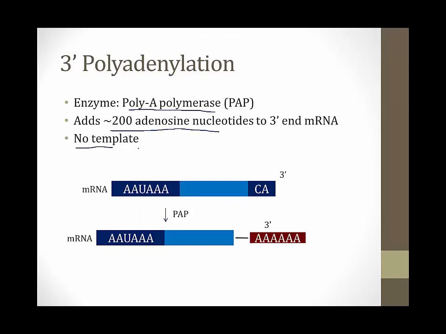Poly-A polymerase uses no template. It just pulls adenosine nucleotides and adds them to the end of the mRNA molecule. It also lops off a bit of the mRNA molecule, and what you're left with is what I have shown down at the bottom of the screen. You've got that polyadenylation signal followed by a short stretch of nucleotides followed by a poly-A tail at the 3' end of the mRNA molecule.